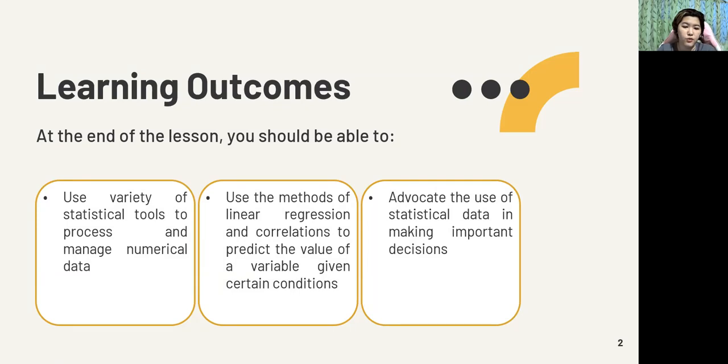Okay? We should try also to use the methods of linear regression and correlations to predict the value of a variable given certain conditions. Kumbaga, from the data that we have, we would be able to make smart guesses or predictions na merong basihan. And you should be able to advocate the use of statistical data in making important decisions.